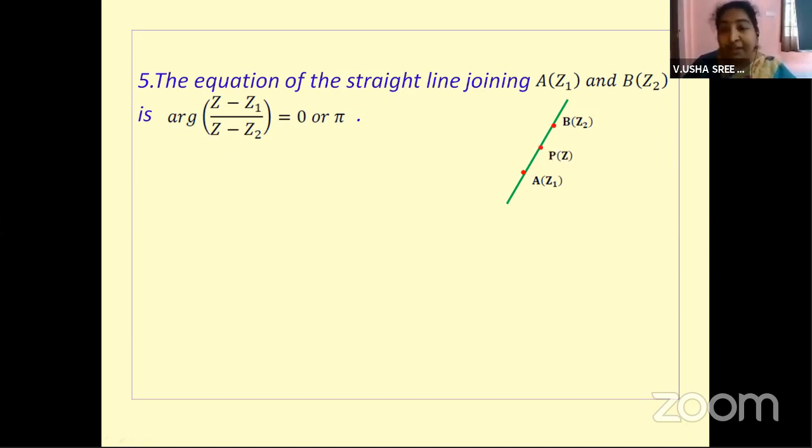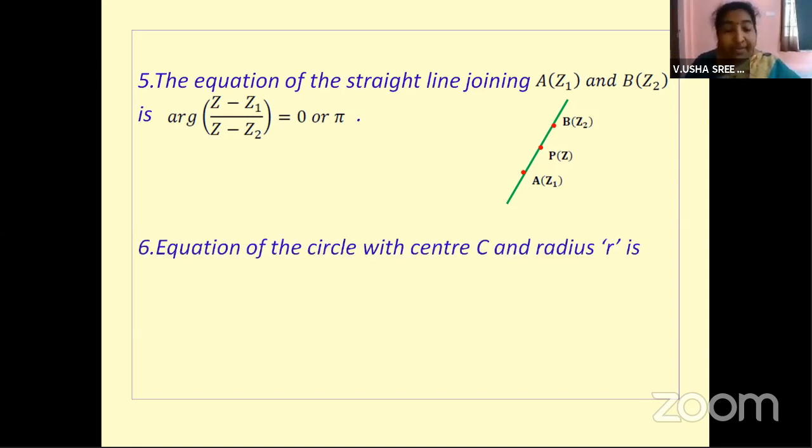Now, in general, to prove this, from where you are getting this Z, you are considering a general point on the straight line. Like how you take y minus y1 is equal to m into x minus x1 in the coordinate planes, which we were discussing in the previous classes. Here we will take P as a general point.